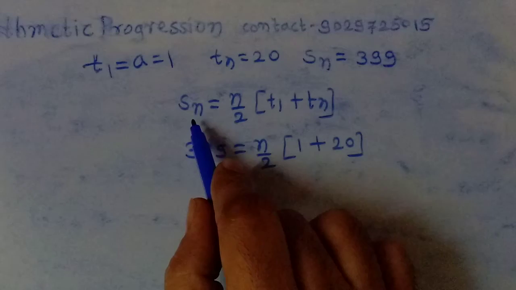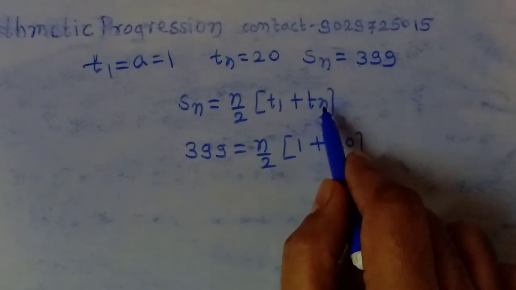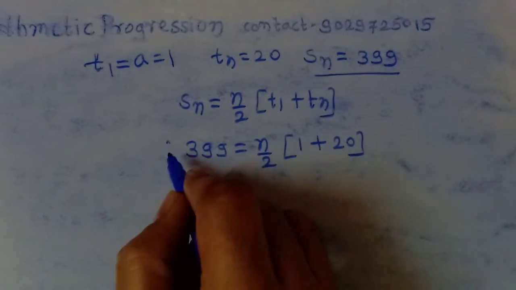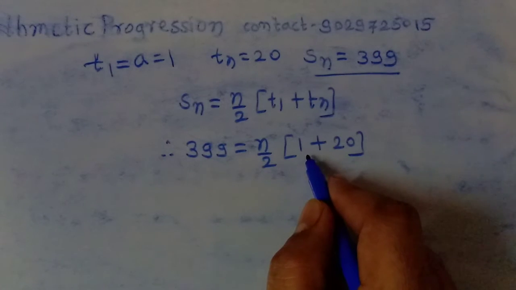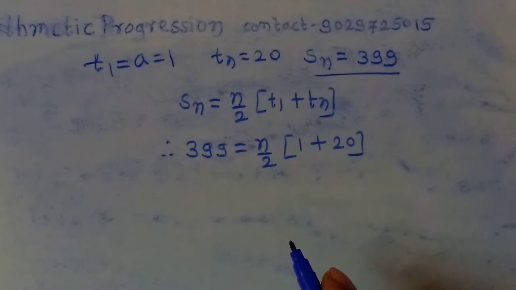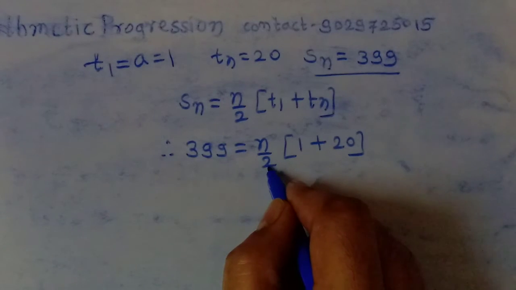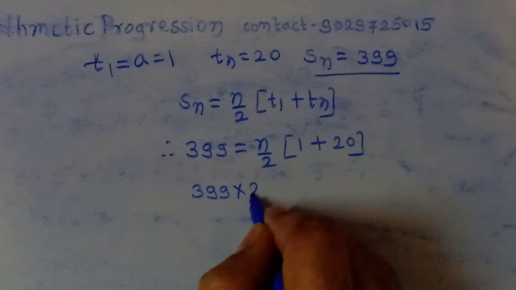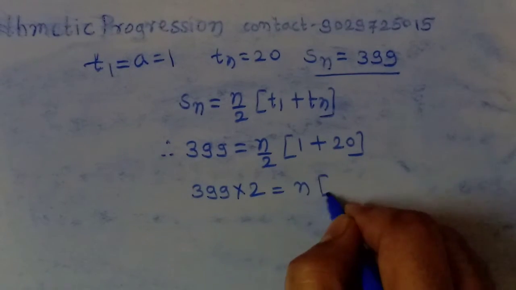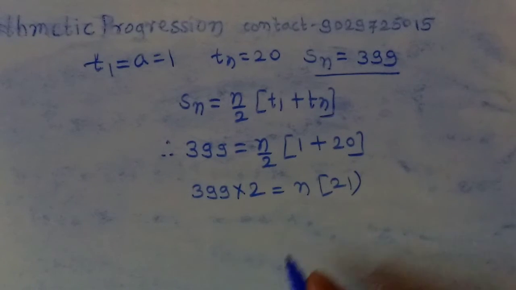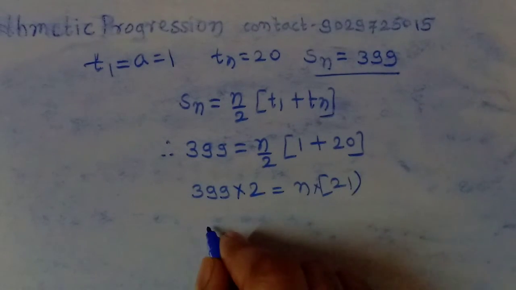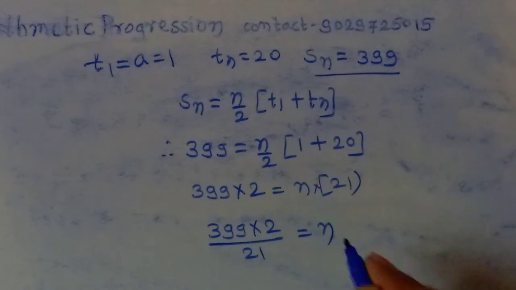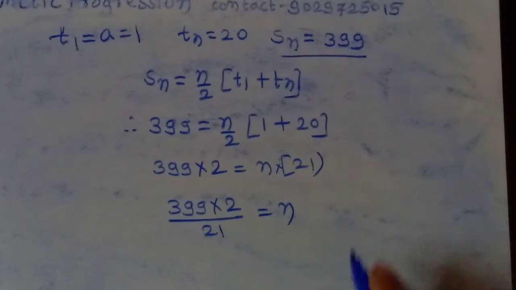Now use the formula Sn is equal to n by 2 times (T1 plus Tn). Sn is given, that is 399. I write here 399 is equal to n by 2, T1 is 1 and Tn is 20. Now see, this 2 gets multiplied across, and therefore 399 multiplied by 2 is equal to n times (20 plus 1), that is 21. Again this 21 gets divided, so 399 into 2 divided by 21 is equal to n.